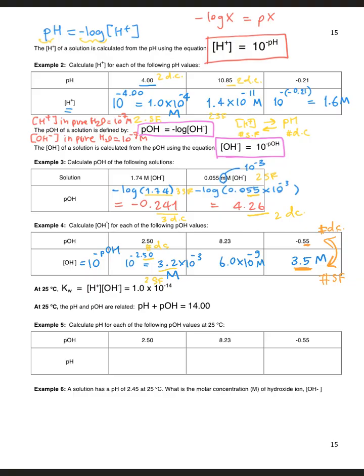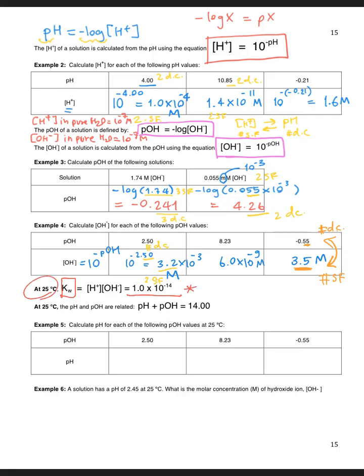From chapter 14.3, we learned about autoionization of water. We learned that the equilibrium constant of water ionization is equal to 10 to negative 14 at 25 degrees Celsius.